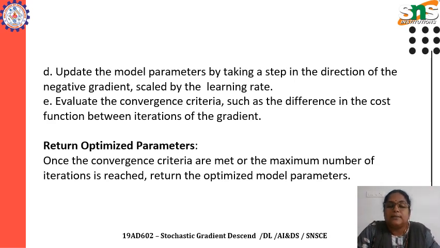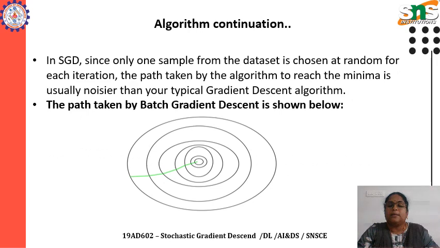The last step is to return the optimized parameters. After we perform all these iterations, once the convergence criteria are met or the maximum number of iterations is reached, return the optimized parameter values. So these are all the steps involved in the stochastic gradient descent algorithm.